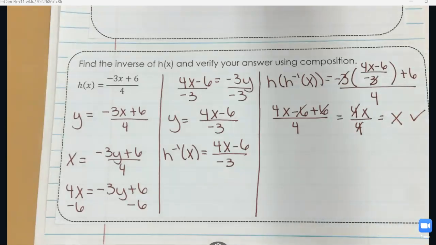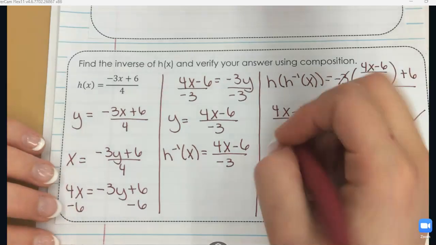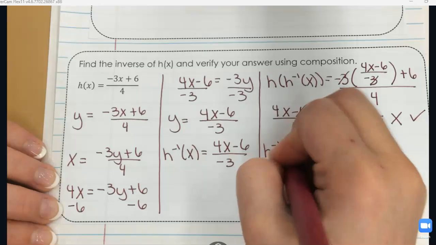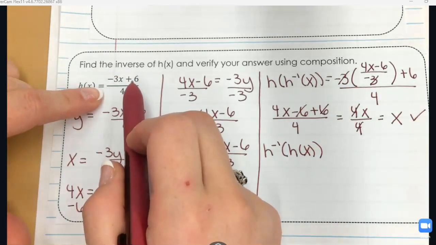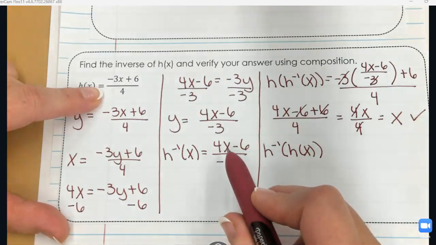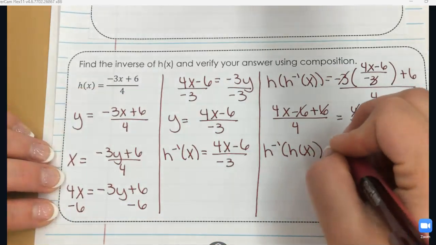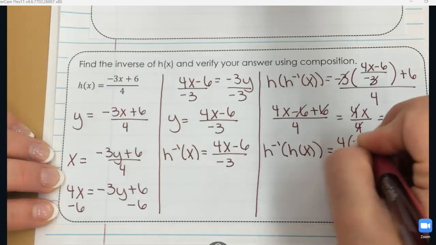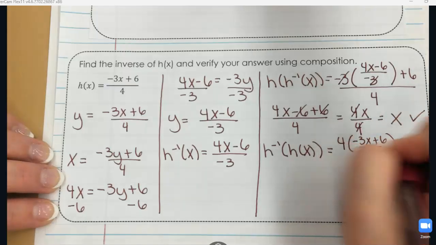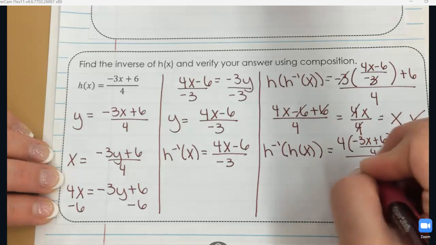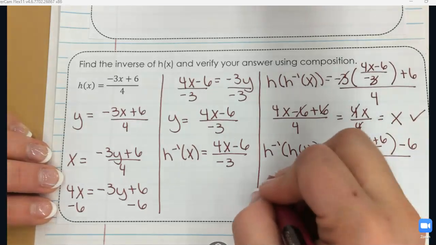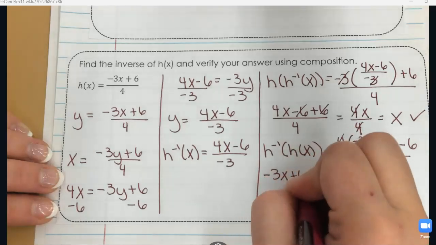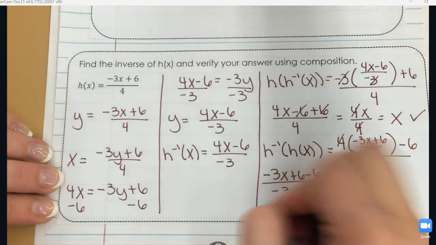Now I have to do it the other way around. So now to make absolutely sure that we have done this correctly, we are now going to take h to the negative 1 of h of x, which means I'm going to plug in my original function in place of x in my inverse. So that's going to be 4 times negative 3x plus 6 divided by 4 minus 6 divided by negative 3. So the 4 and the 4 divide out to 1, so I've got negative 3x plus 6 minus 6 divided by negative 3.